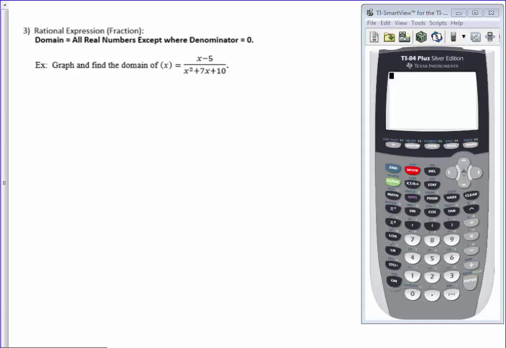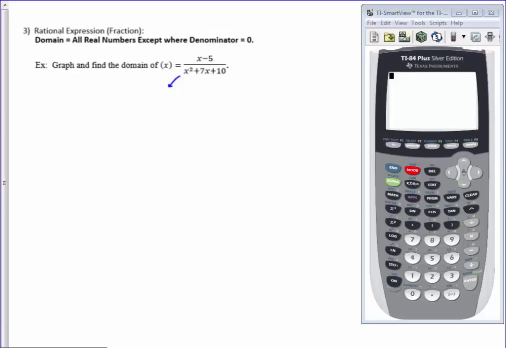Fractions, or rational expressions, are not defined if the denominator is 0. We've seen in an earlier example that when we try to divide a number by 0, that was undefined. So to find the domain of a rational function, you need to set the denominator equal to 0 and solve. The domain would be every real number except the values that you got that made the denominator 0.